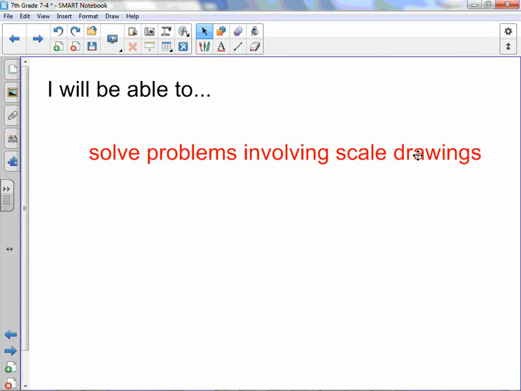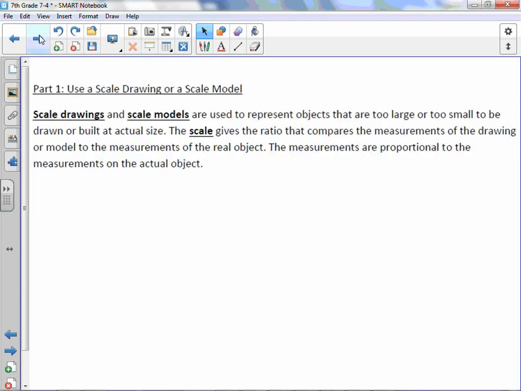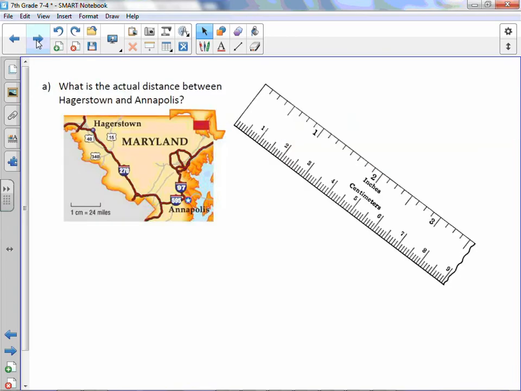Chapter 7, Lesson 4, Scale Drawings. You will be able to solve problems involving scale drawings. Scale drawings and scale models are used to represent objects that are too large or too small to be drawn or built at actual size. The scale gives the ratio that compares the measurements of the drawing or model to the measurements of the real object. The measurements are proportional to the measurements on the actual object.